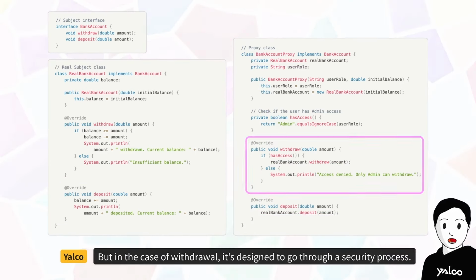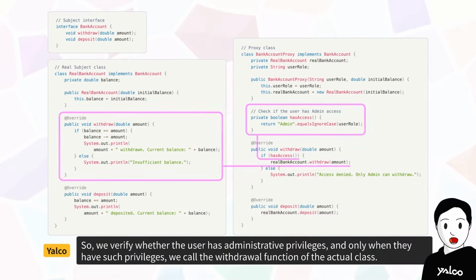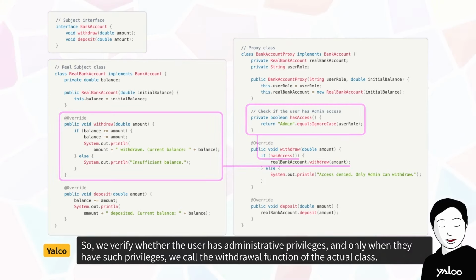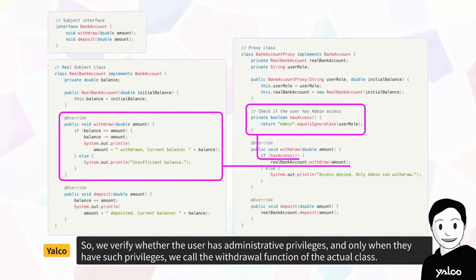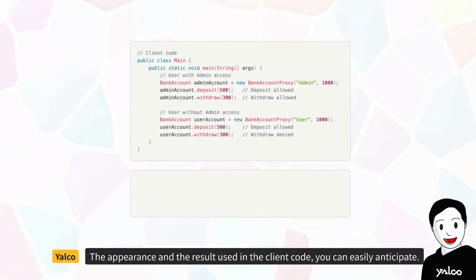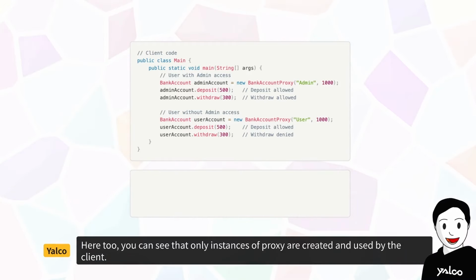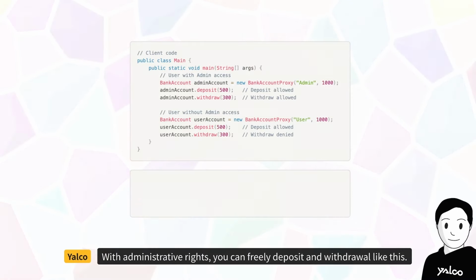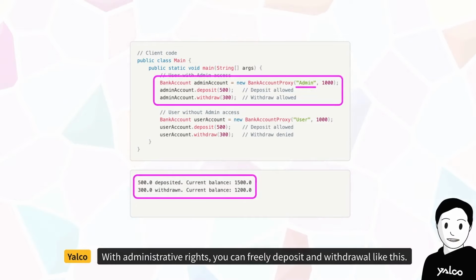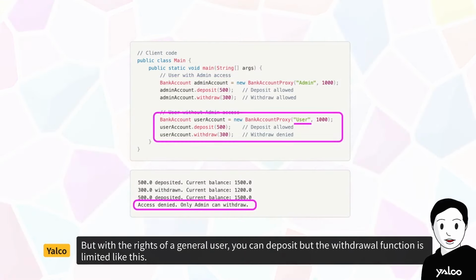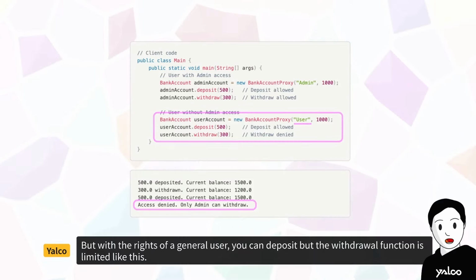But in the case of withdrawal, it's designed to go through a security process. So, we verify whether the user has administrative privileges, and only when they have such privileges, we call the withdrawal function of the actual class. The appearance and the result used in the client code you can easily anticipate. Here too, you can see that only instances of proxy are created and used by the client. With administrative rights, you can freely deposit and withdraw like this. But with the rights of a general user, you can deposit, but the withdrawal function is limited like this.